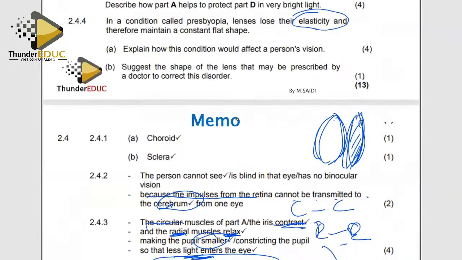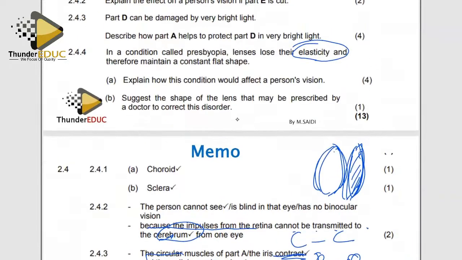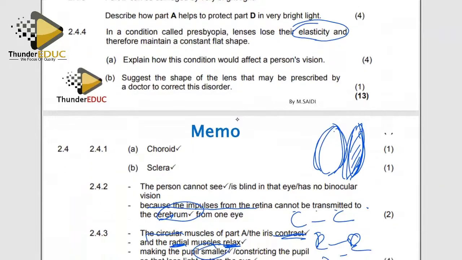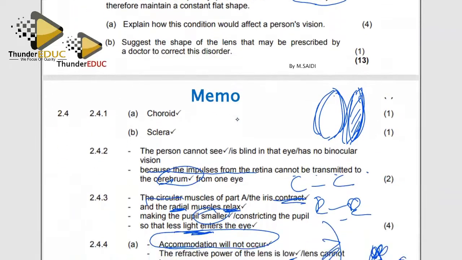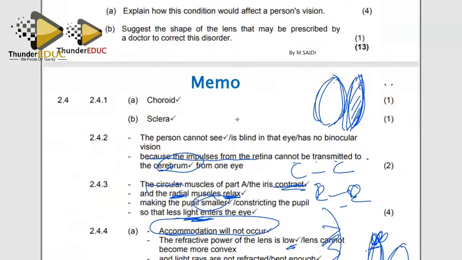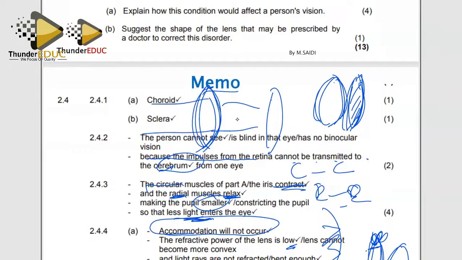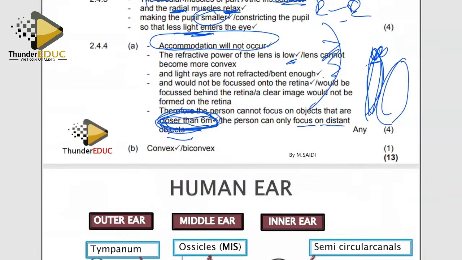So, suggest the shape of the lens that may be prescribed by the doctor. So it means that if your lens is only like this, I have to put on a converging lens, not a diverging one, because you can't see objects which are near. You're going to have to put on a convex lens so that it brings the light closer, to appear as if it is coming from a nearby object.